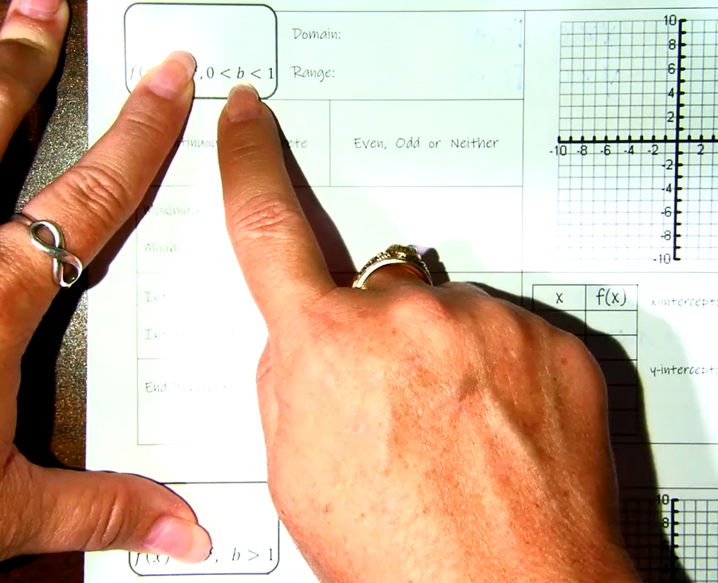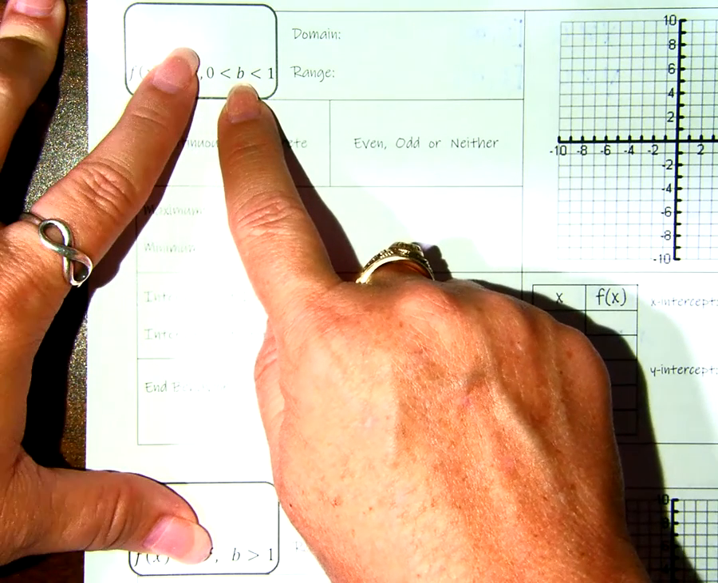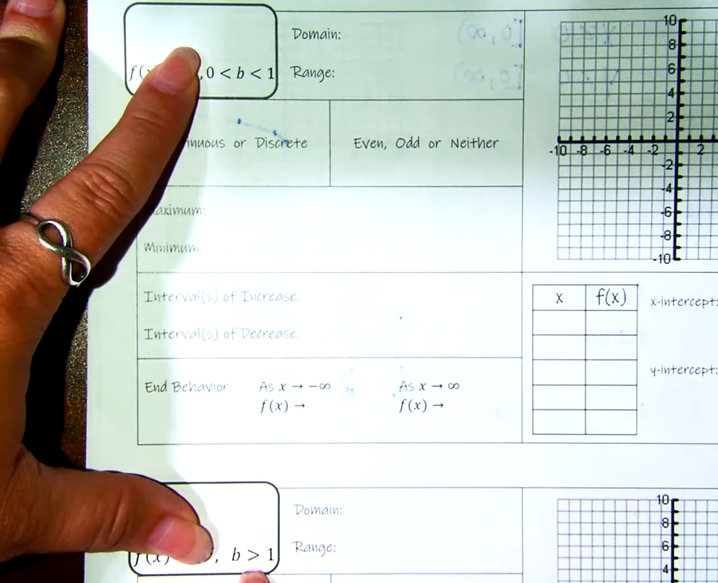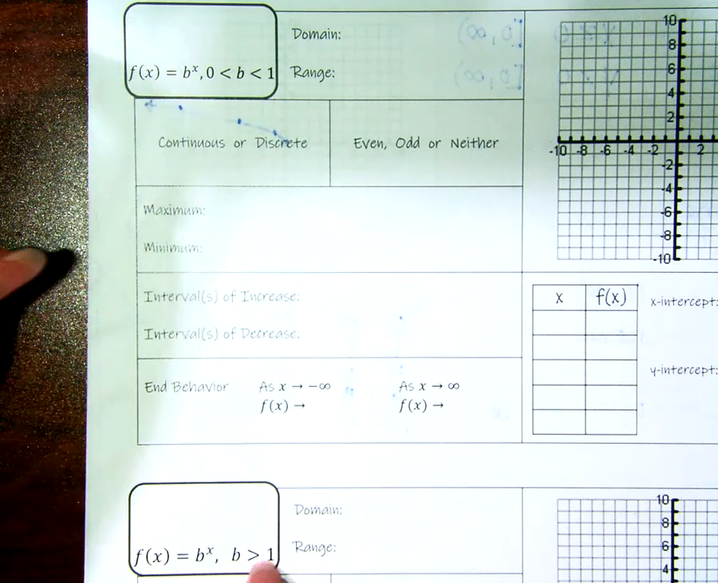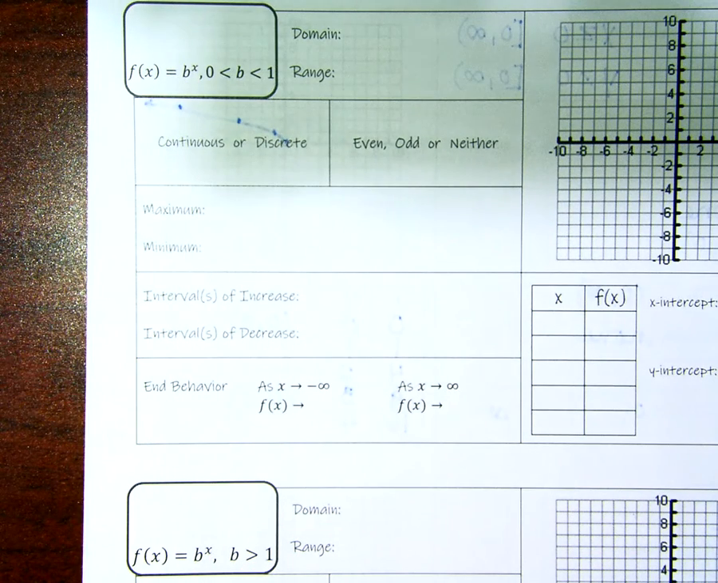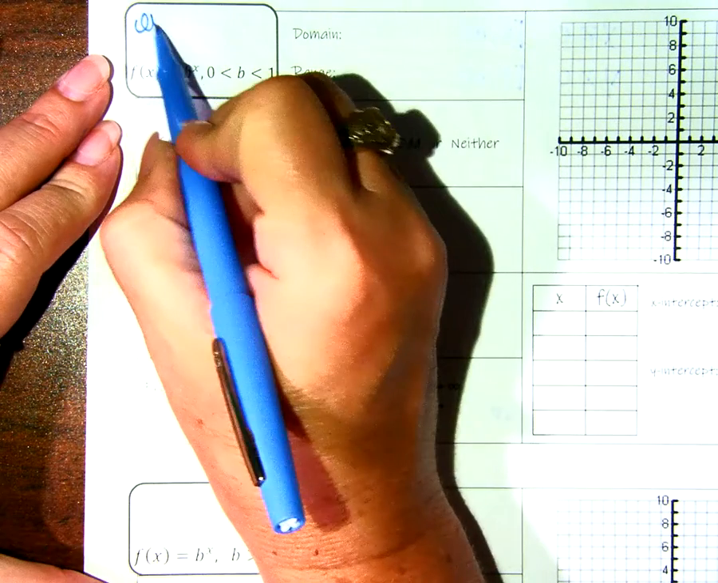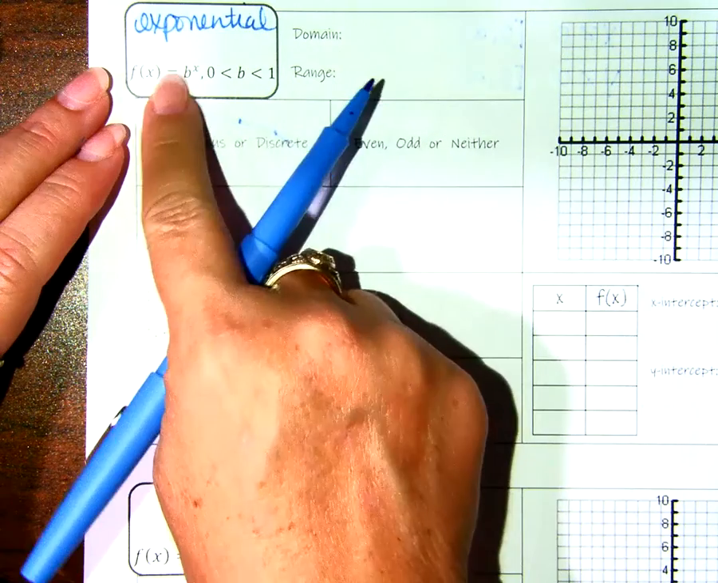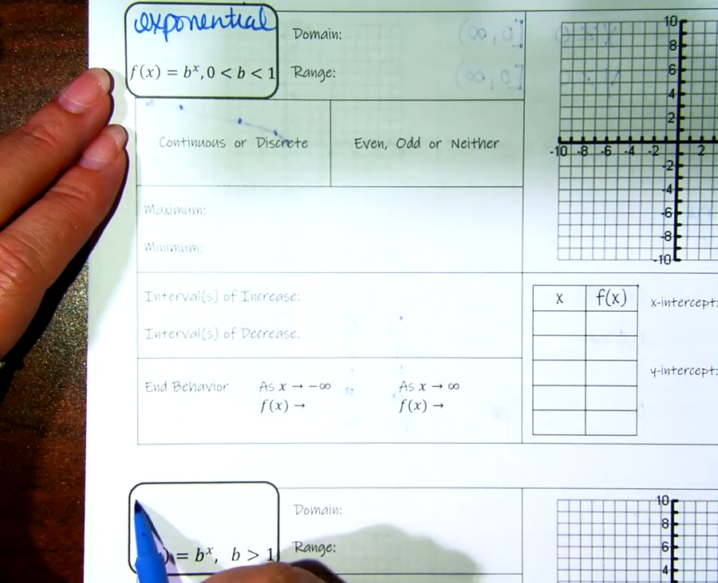The difference comes after the equation, after the function. Because this says that the b value, the base of the function, has to be between 0 and 1. And this says the b value has to be greater than 1. So they are going to look different, aren't they? They're both exponential. So I'm going to go ahead and write exponential in both boxes, but I'm going to leave myself a little bit of room there.